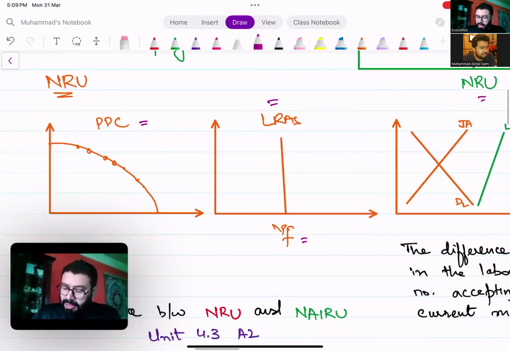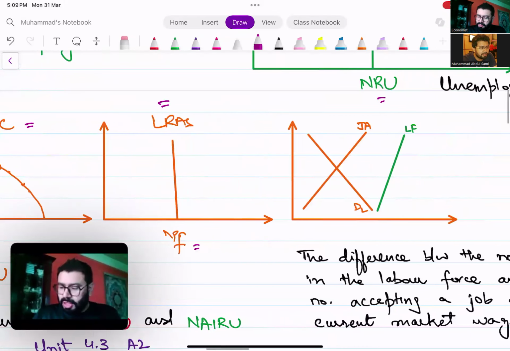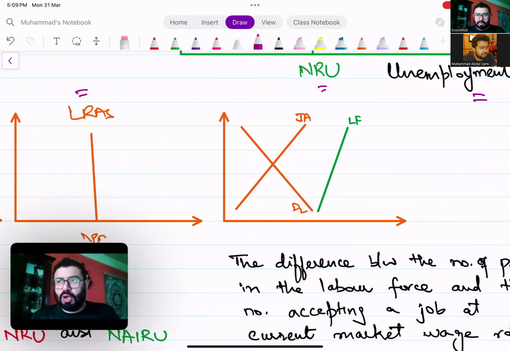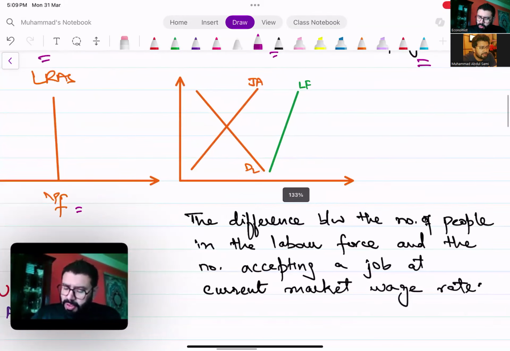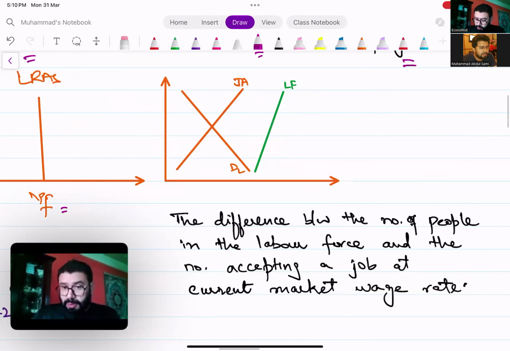And in A2 economics, you have covered unemployment on three bases: the causes of unemployment, the demand and supply, the one cause, voluntary and involuntary, and the equilibrium and disequilibrium, the third. So if I talk about what the natural rate of unemployment is, it is the difference between the number of people in the labor force and the number of people accepting a job at the current market wage rate.